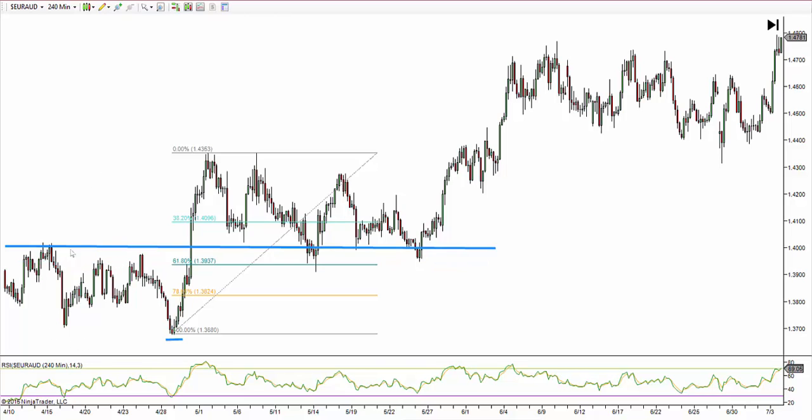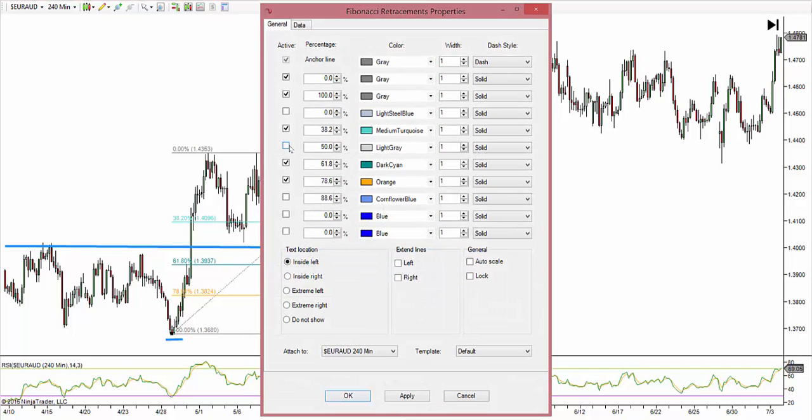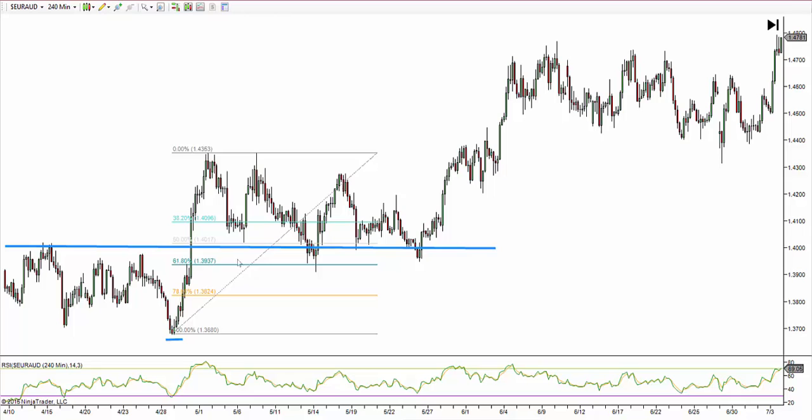So what do we do now? We've identified our structure level. We've got a Fibonacci tool on. What do we do? We wait for price action to come down to structure. Where is structure? Well, actually, it's not at the 38.2. It looks like it's going to come in at the 50% level.